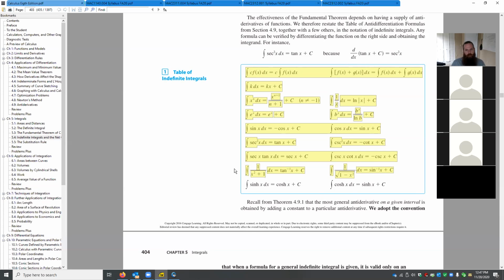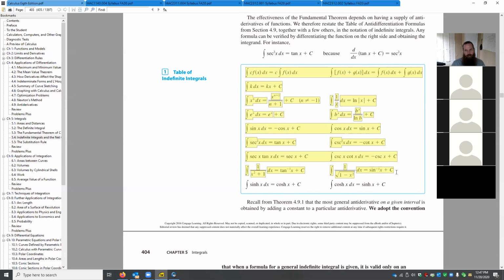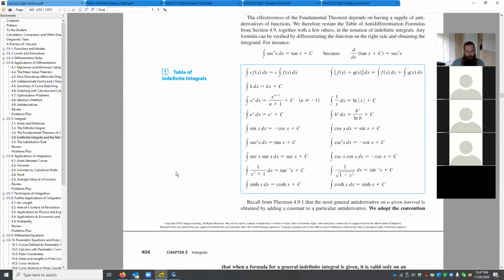So if in section 4.9 these didn't stick, make sure they stick now. And this notation of the integral, instead of the capital F, little f notation, is the more common notation that you'll see elsewhere in the world. Let's try a couple more examples.